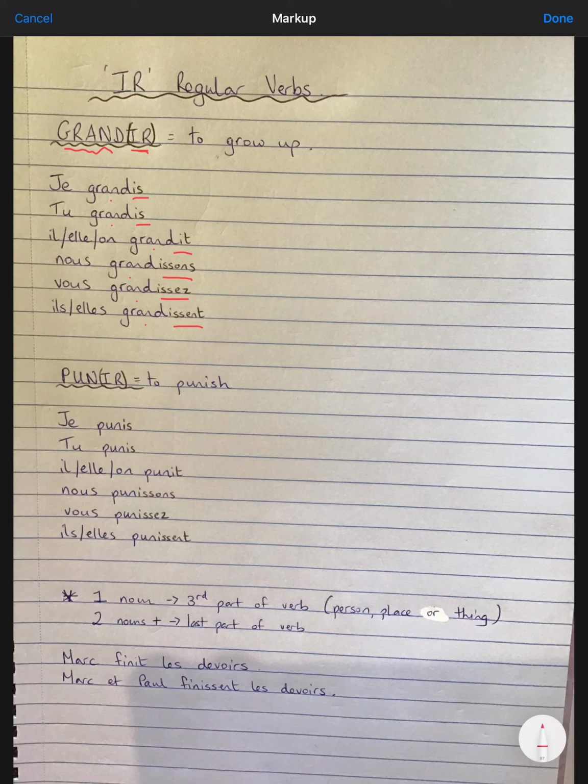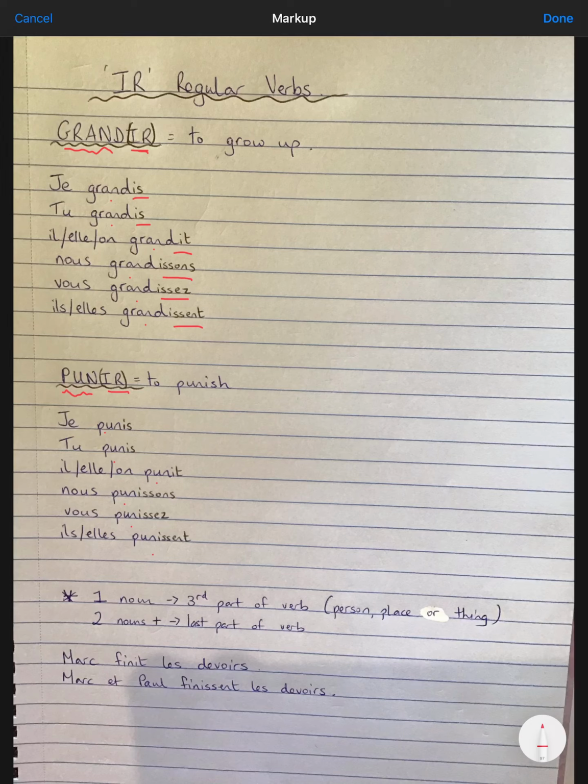Same here again for punir, again an IR verb, so drop the IR part, and what's left over then is the stem, and that's written all the way down through the verb. And then you add the endings. Is for je, is for tu, it for il, elle, on, issons for the nous part, issez for the vous part, and ils and elles punissent, issent.